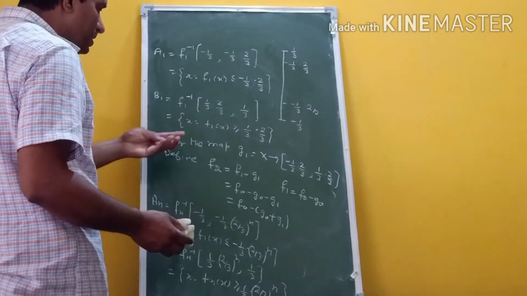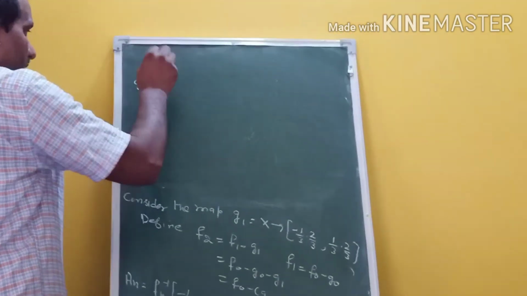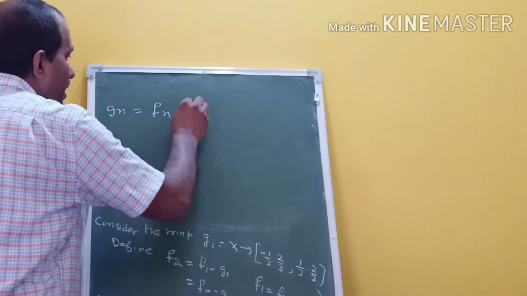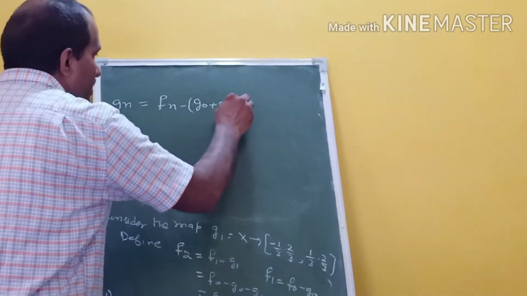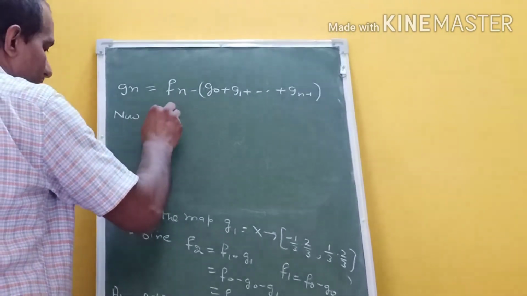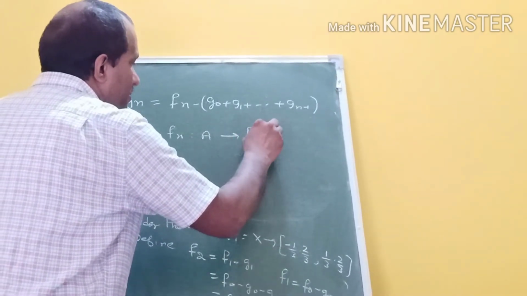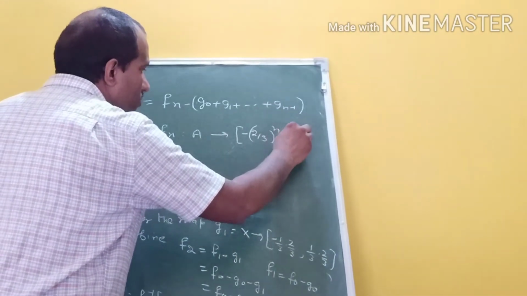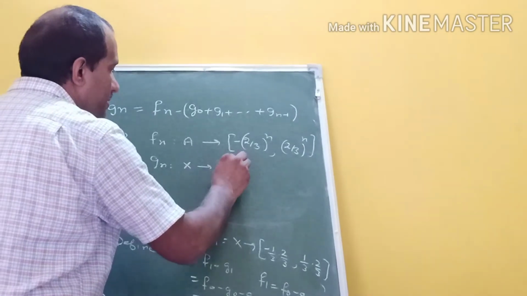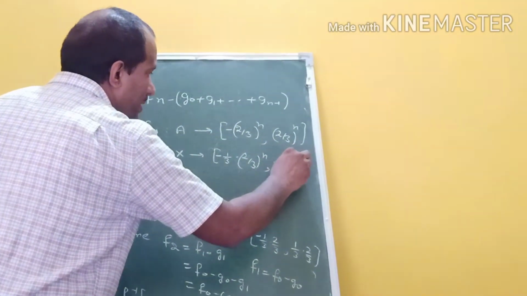Now using this, we have already stated the result. We define g_n. Now g_n is equal to f_n minus g_0 plus g_1 plus and so on plus g_{n minus 1}. Now we conclude that f_n is the mapping from A to minus 2 by 3 power n and 2 by 3 power n, and g_n is the mapping from X to minus 1 by 3 into 2 by 3 power n comma 1 by 3 into 2 by 3 power n.